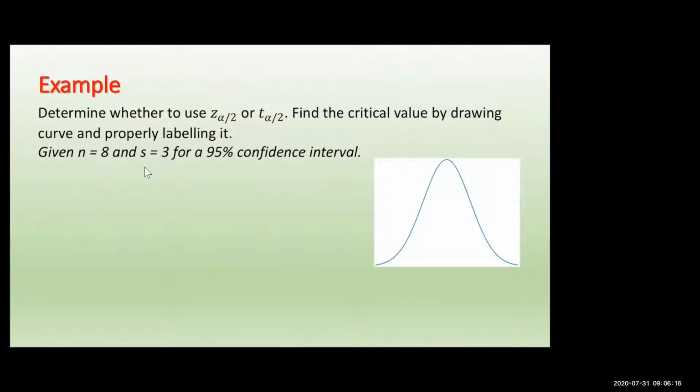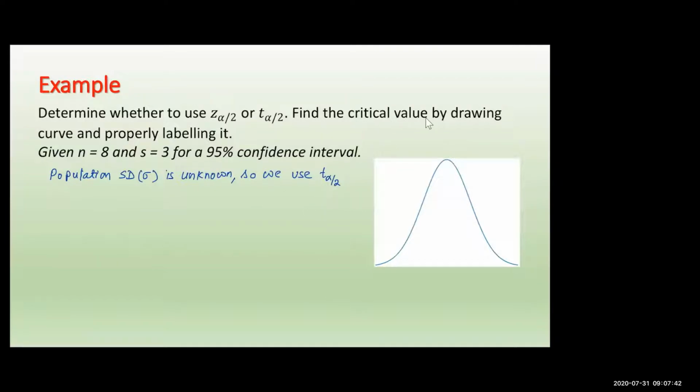N equal to 8, S equal to 3, that is the sample standard deviation equal to 3, for a 95% confidence interval. If you look at it carefully, they have given the sample standard deviation. And when sample standard deviation is given, we use T alpha over 2 or T distribution. So we are going to write that first. Population standard deviation is unknown, so we are using T alpha over 2.